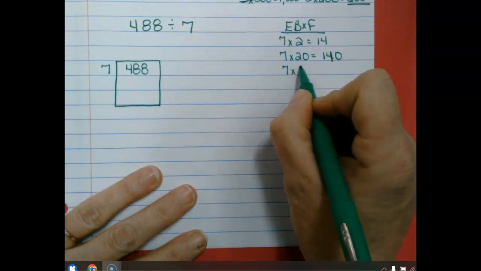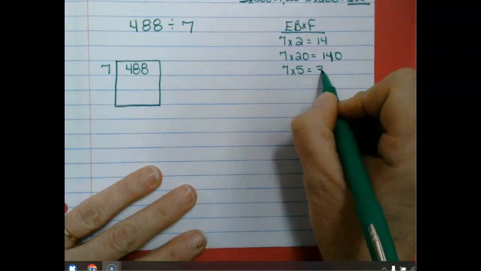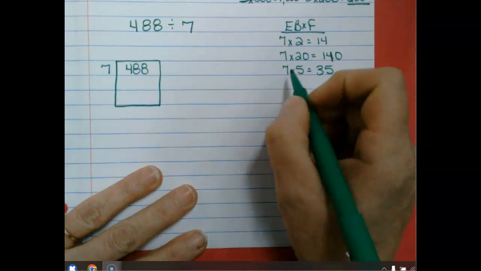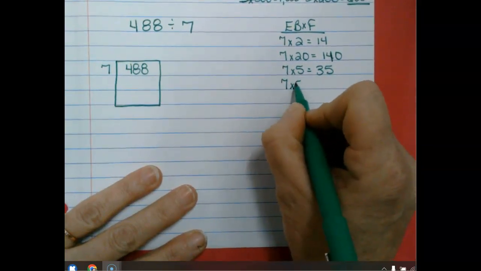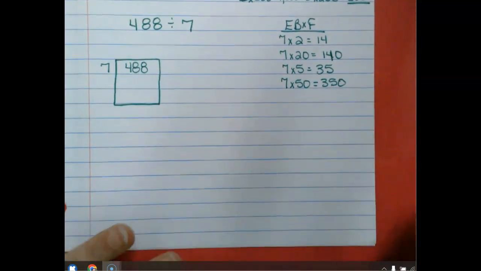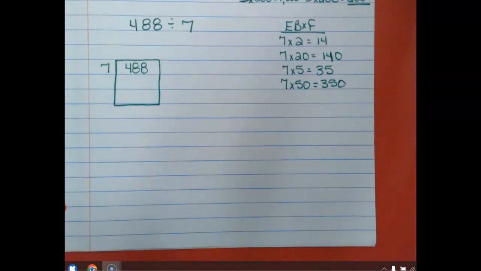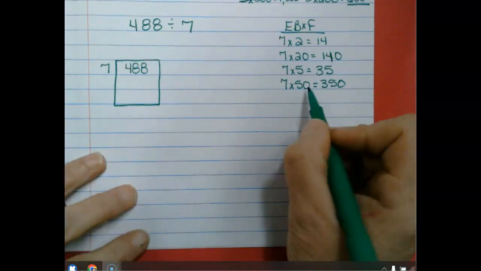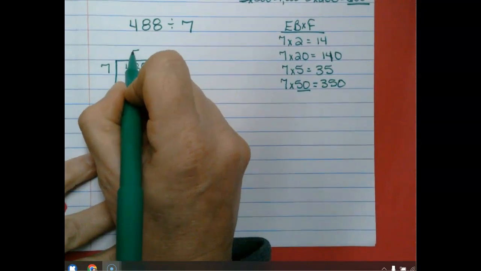So 7 times 5 is 35. And then that means that 7 times 50 is 350. Okay, that's pretty good. I think I can go with that. So that's what I'm going to start with. So I'm going to multiply 7 times 50.